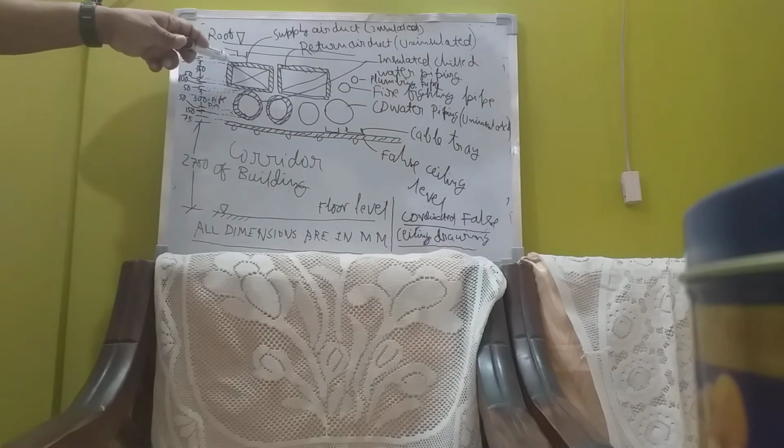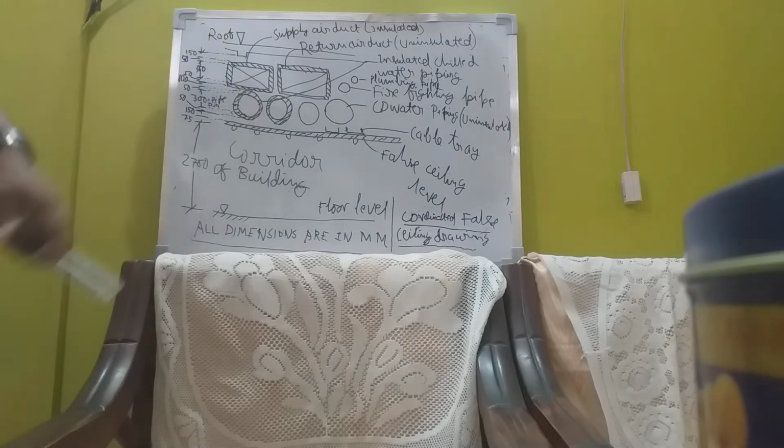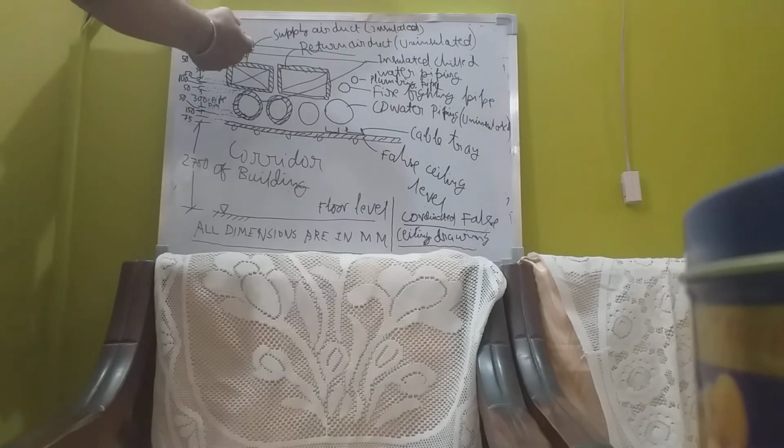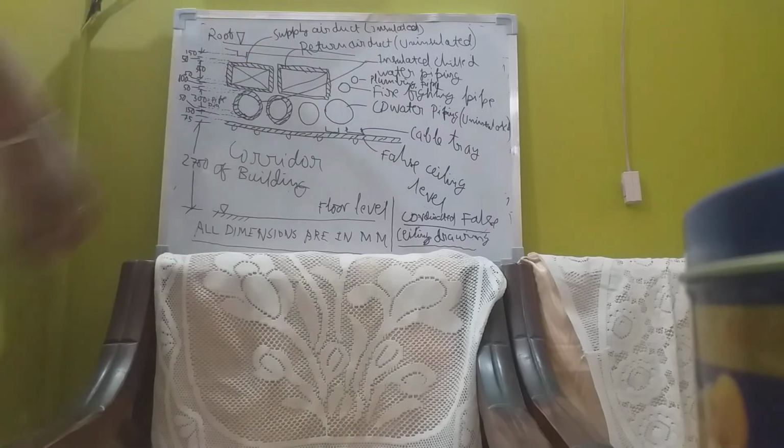And above the 50 mm insulation, there is a 150 mm gap between the beam and the top of the insulation of the supply duct. That should be 150 mm. Why 150 mm? Again, you have to put your hand and do maintenance work. You have to do some structural work or something. You need 150 mm, around 6 inches, above that.